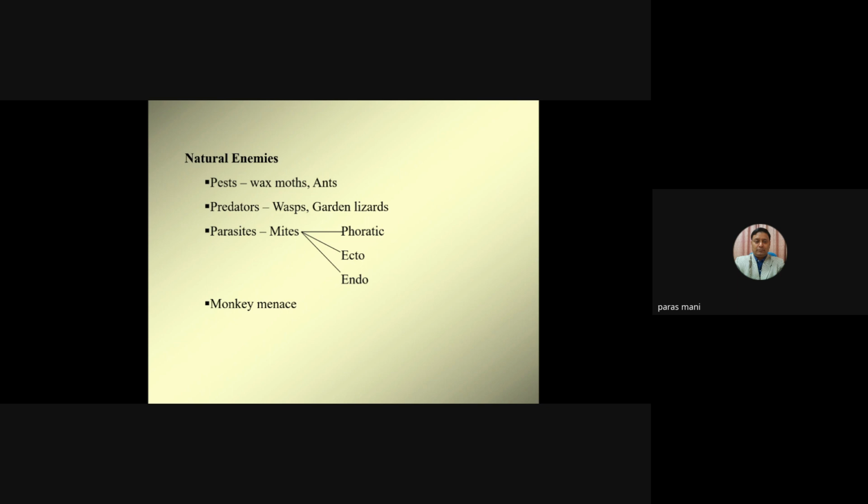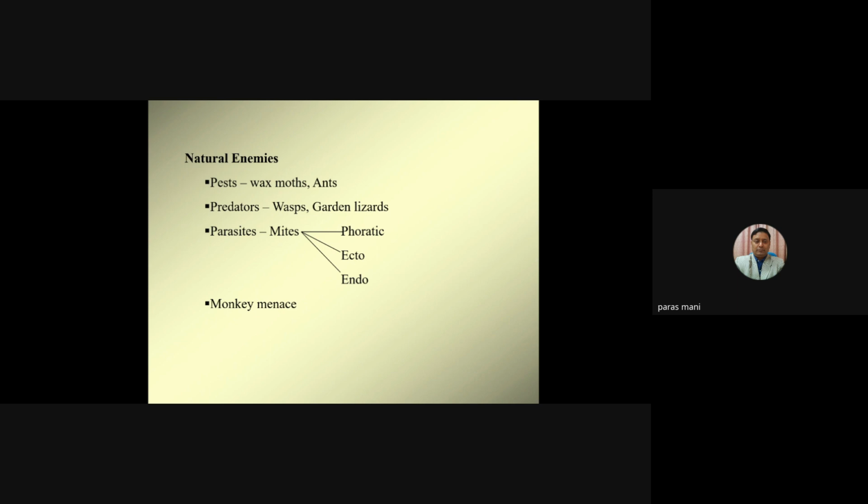There are different types of mites, depending on the location and how they feed. Ecto means externally located, seen on the honeybee, and it sucks the fluid from the honeybee, reducing its capacity. Endo means the mites or other insects whose larvae or younger stages develop inside the body of the honeybee, either adult or larva. Phoratic. I'm not familiar with this term. Sorry.